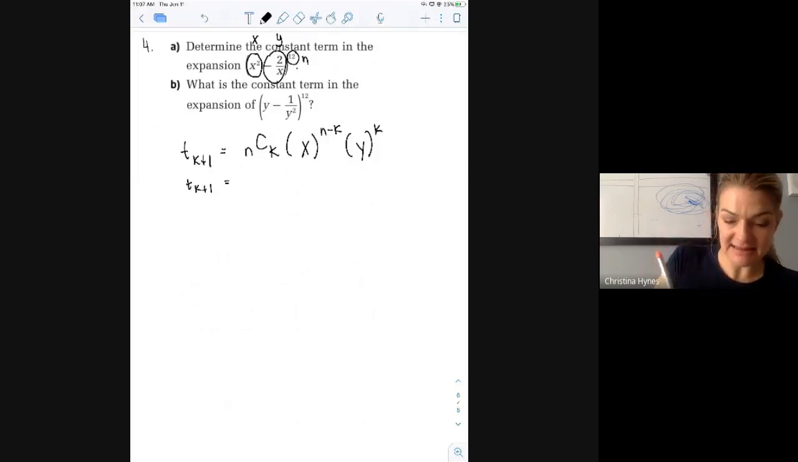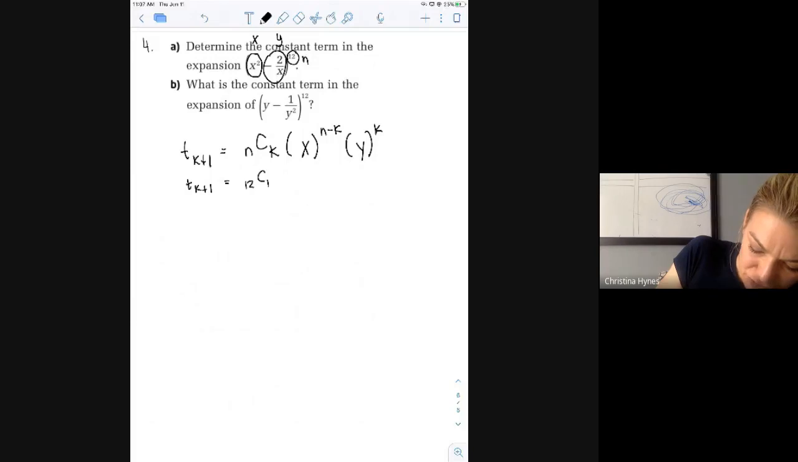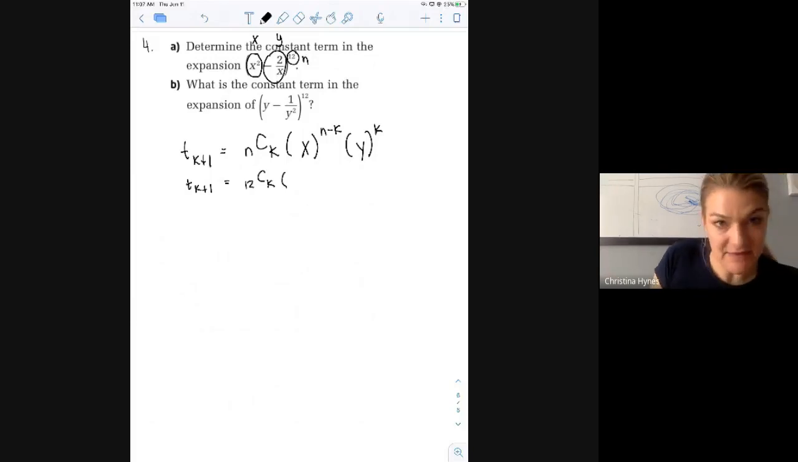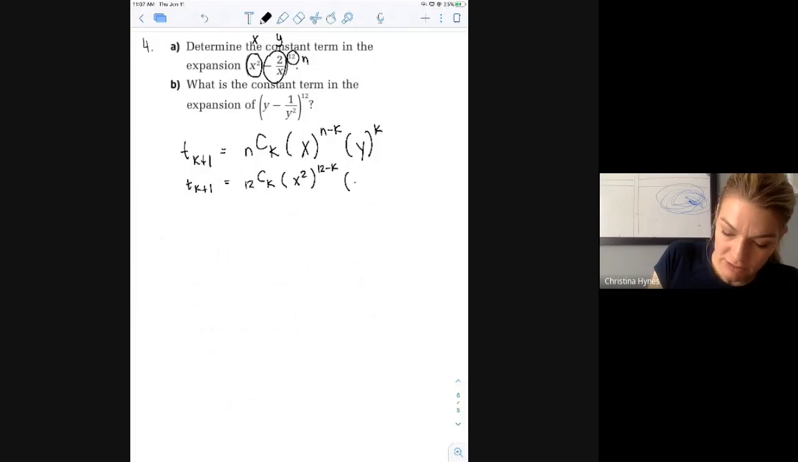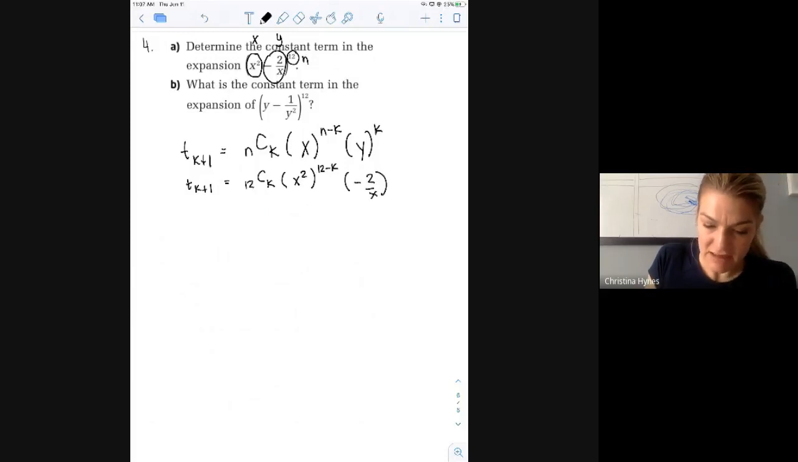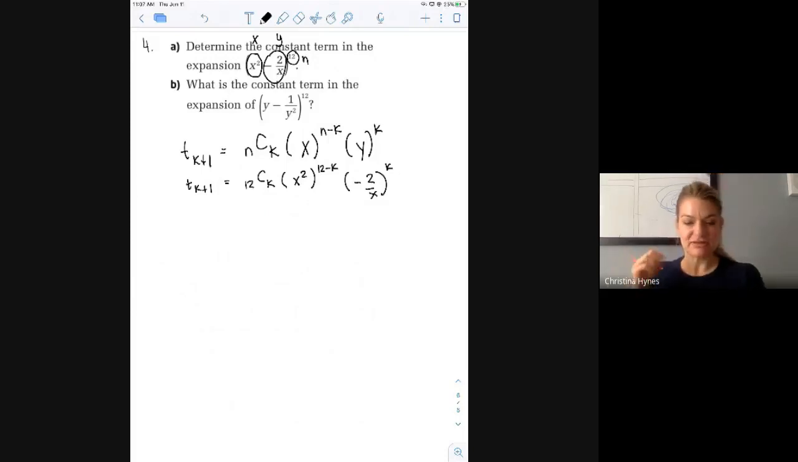n is, in my case, 12. It's the exponent on your binomial. So it's going to be 12 choose k. Your x value is going to be replaced with x squared. And then we have 12 minus k. And instead of y, we're going to go negative 2 over x to the power of k. Okay, so all I'm doing is I'm replacing what my x, my y, and my n value are from just that binomial with the power, okay?